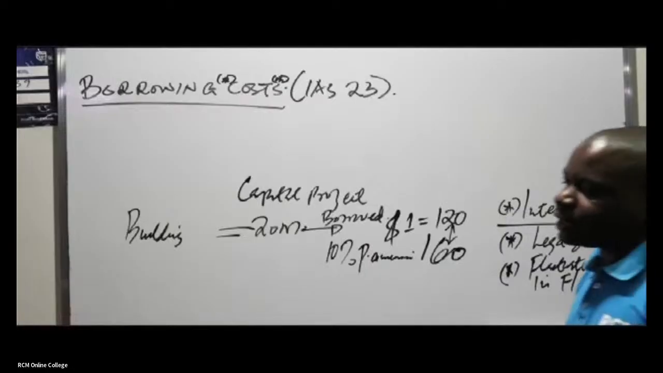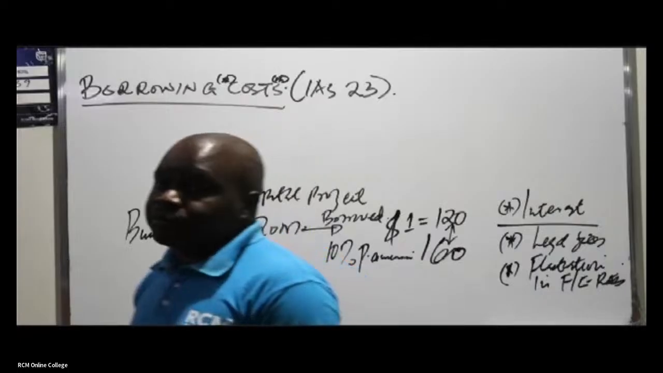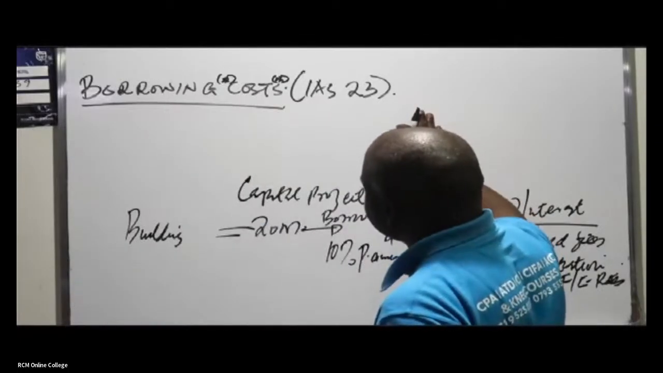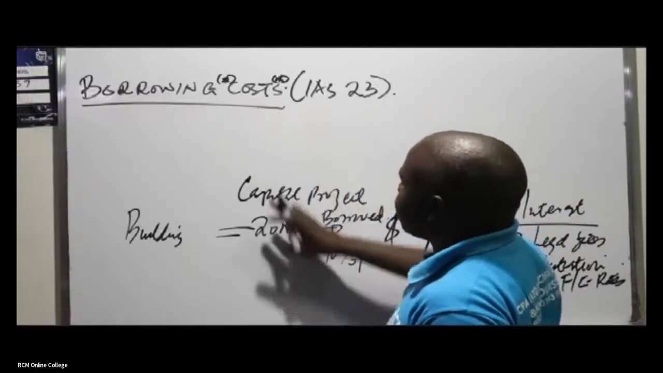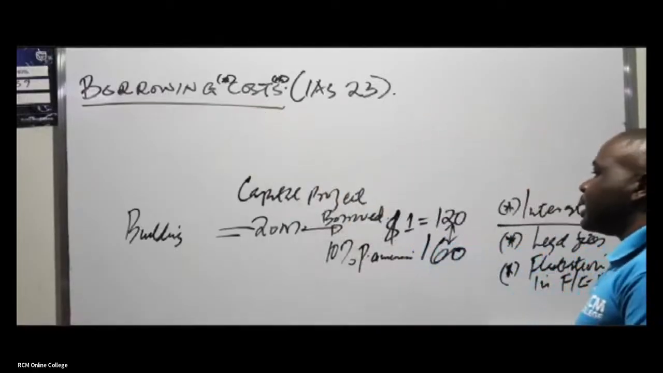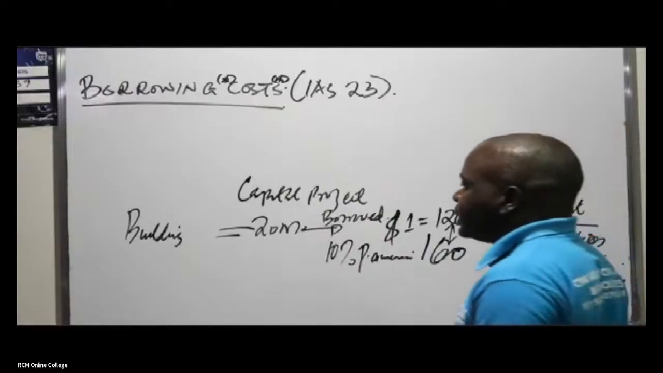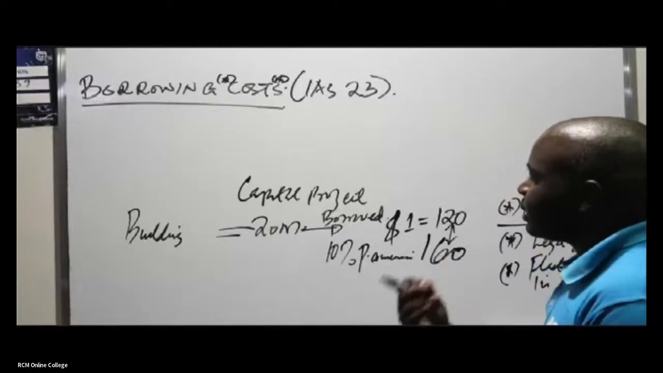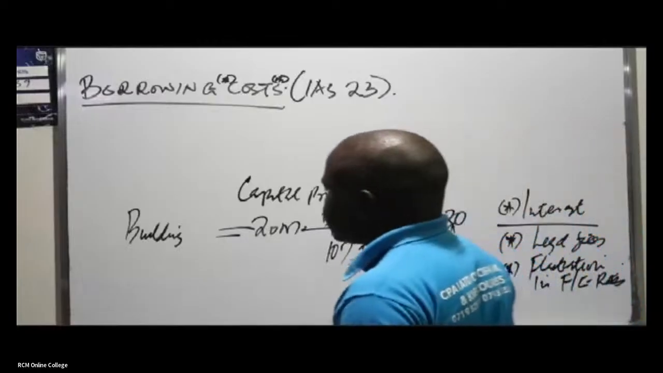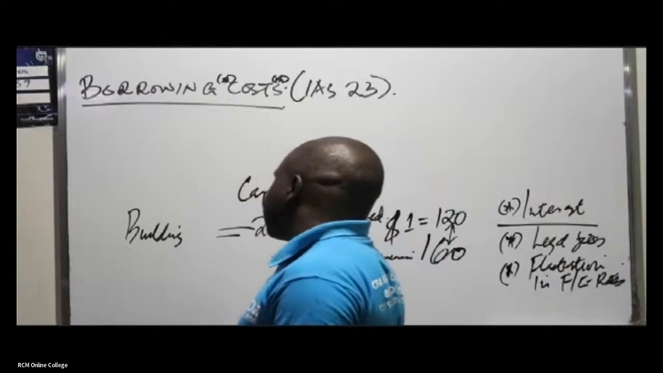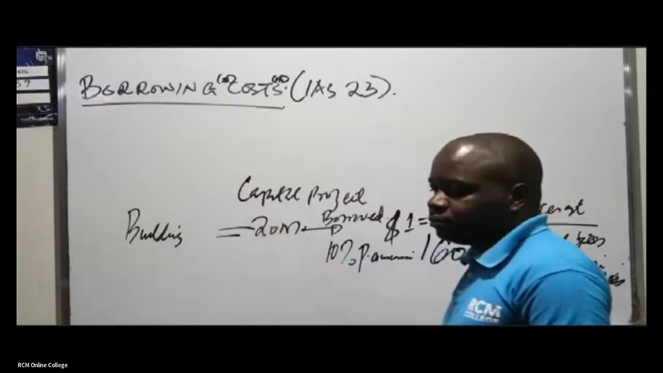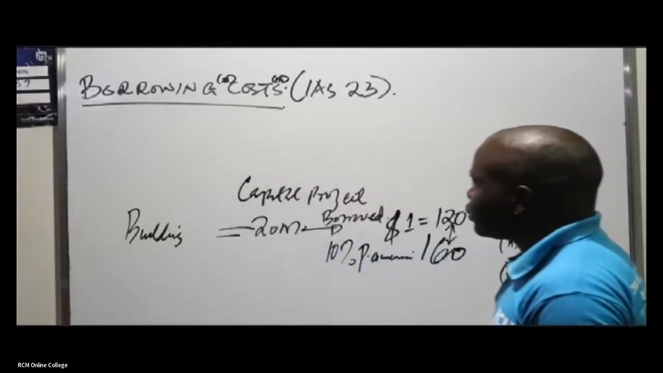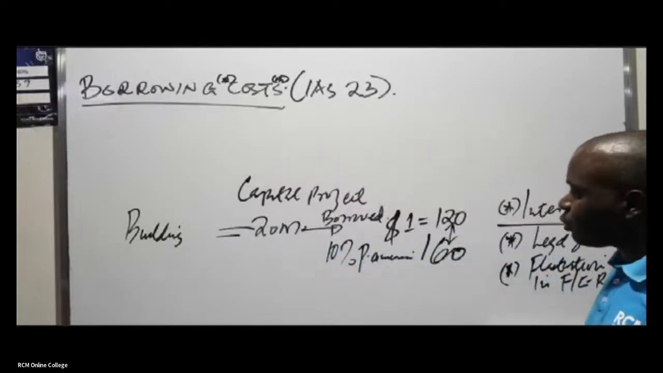Of course, they'll give you the period of repayment. So what this standard provides is how we account for these borrowing costs whenever this amount is utilized in coming up with capital projects, such as a building. Remember, your contractor has advised you that the cost of this building will be 20 million, but you don't have the money. So you've gone to borrow from the bank.